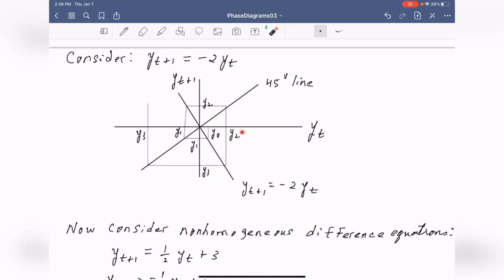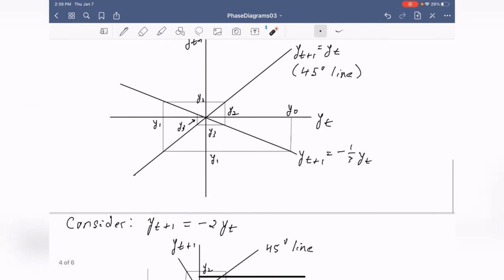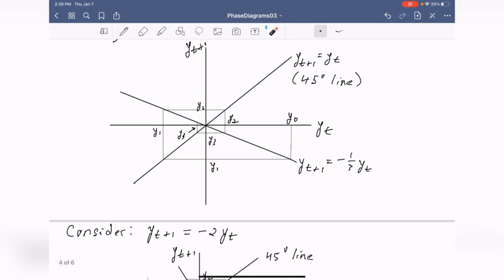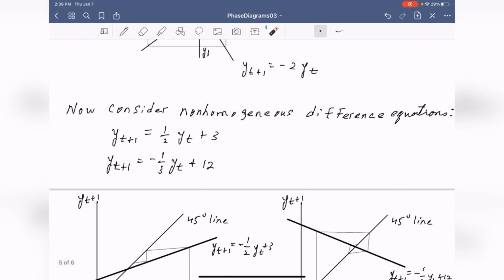y2 on the horizontal axis, then using the relationship here, y_{t+1} equals minus 2y_t, that gives us our y3, which translates to a y3 on the horizontal axis. And so on. Here we see that y is increasing over time compared to this one here where it's decreasing over time. Now consider a non-homogeneous difference equation.